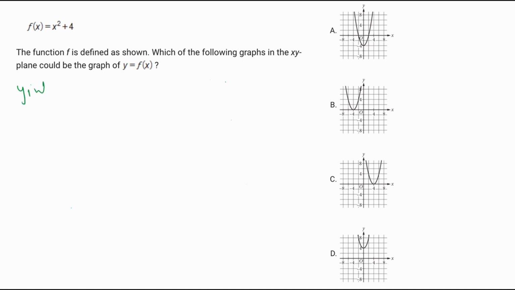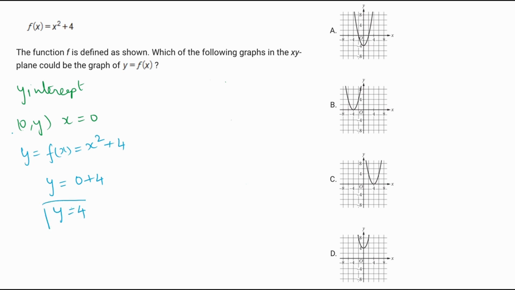So the y-intercept is nothing but a point where the curve or the line cuts the y-axis at x is equal to 0. So let's say the y-intercept looks like (0, y) and x is always equal to 0. So we have y which is equal to f of x which is equal to x squared plus 4. Now substituting the value of x in the equation, we get y to be equal to 0 plus 4 where y is equal to 4. So substituting the value of y in the y-intercept form, we get our y-intercept to be (0, 4).